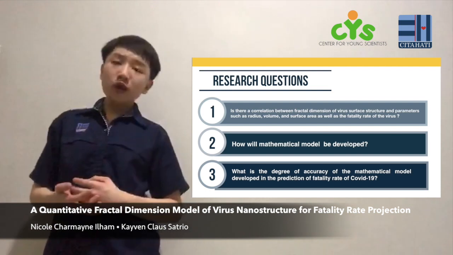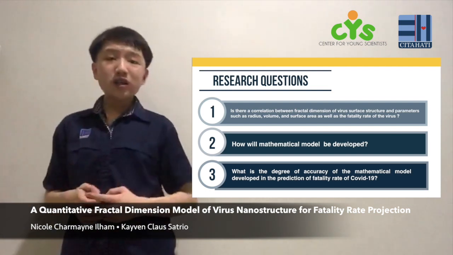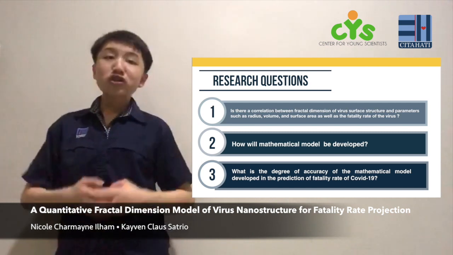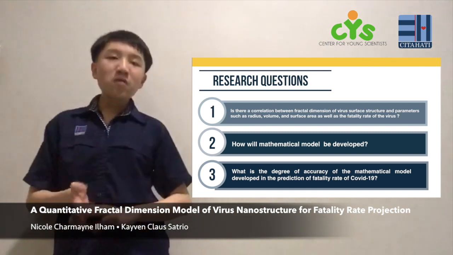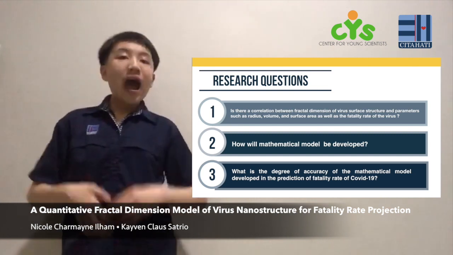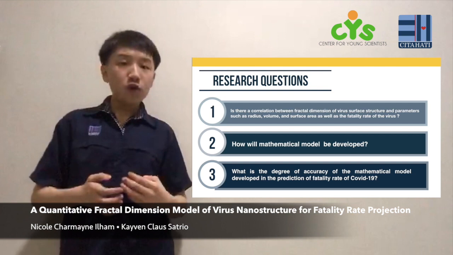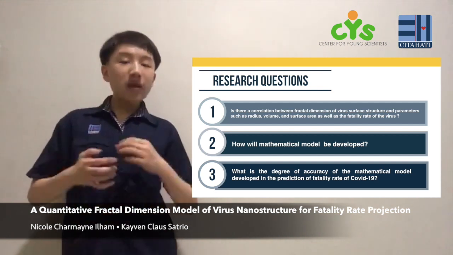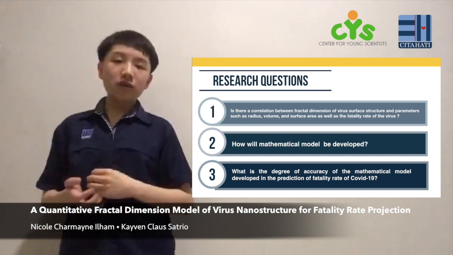Therefore, our research questions are: first, is there any correlation between the fractal dimension of the surface structure of a virus and parameters such as radius, volume, surface area, and fatality rate of the virus? Second, how will the mathematical model be developed? Third, what is the degree of accuracy of the mathematical model in projecting the fatality rate of COVID-19?